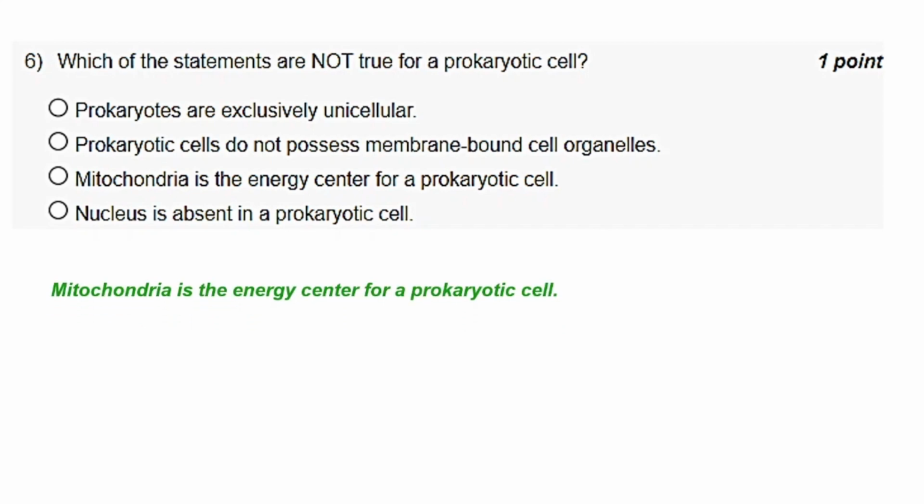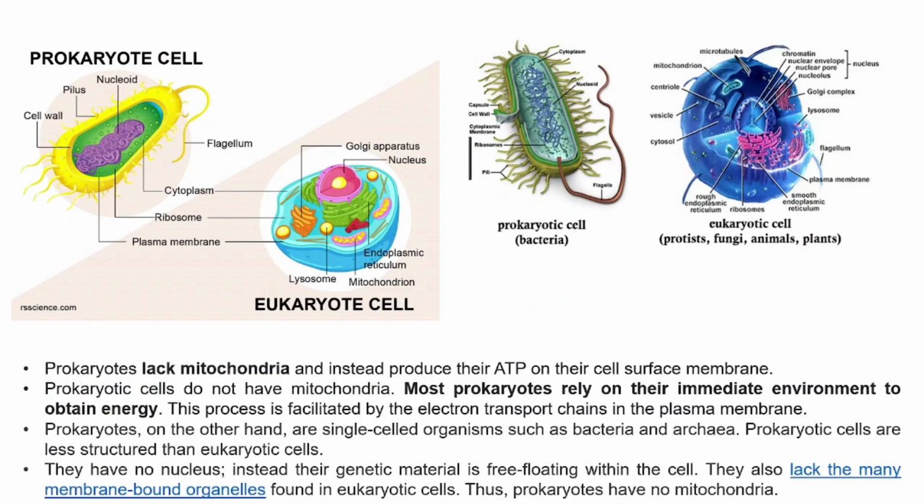So the more relevant answer is the mitochondria is the energy center for a prokaryotic cell. If we see the prokaryote cell and the eukaryotic cell, we'll be able to see the difference clearly. Prokaryote basically means primitive, so it's not as developed as a eukaryotic cell. Mitochondria is a very prominent component of the eukaryotic cell, and prokaryotes lack mitochondria and instead they produce their ATP on their cell surface membrane.